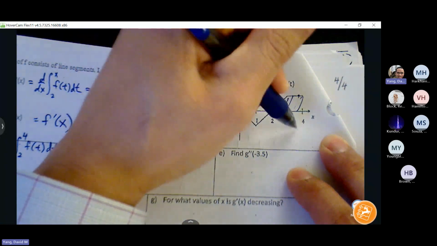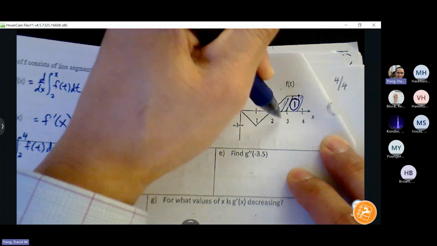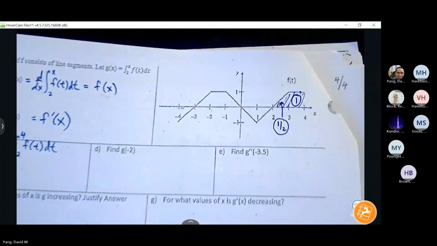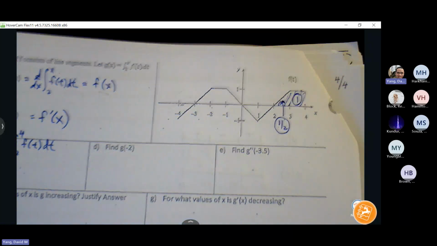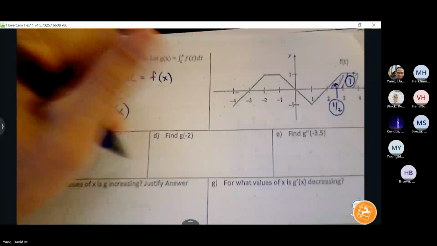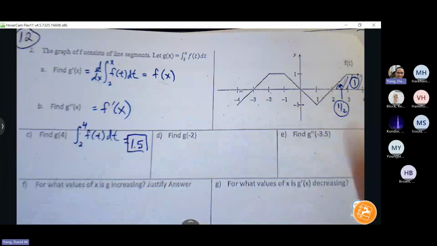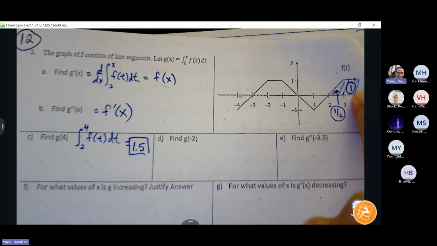This is an area of 1. This is an area of 1/2. So 1.5. It's above the x-axis, so we're accumulating in the positive direction.